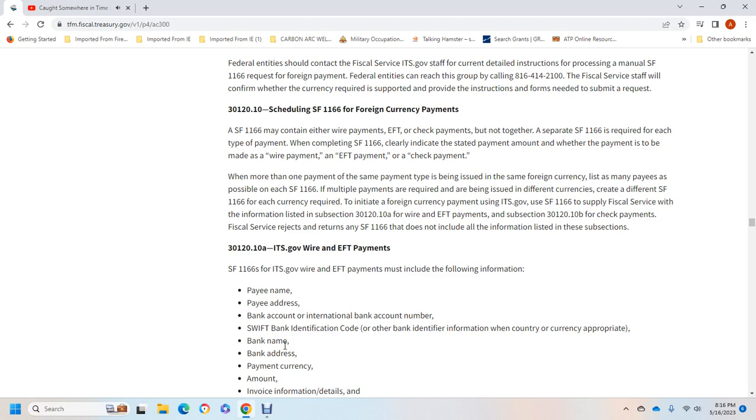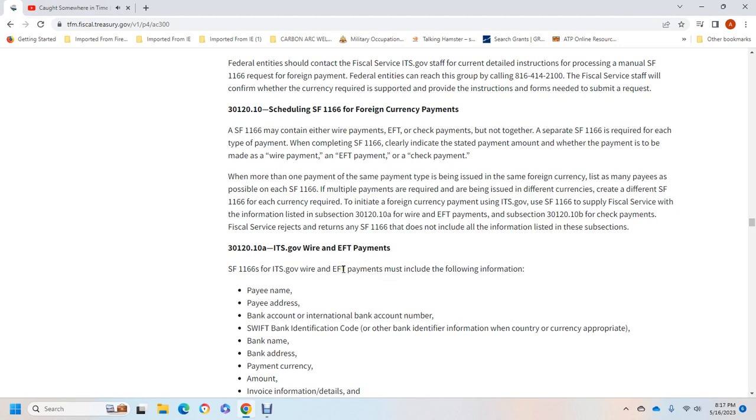Initiate the foreign currency payments with the International Treasury Services, Gov, by supplying the standard form 1166 with the information listed in subsection 312010A, wire electronic fund transfer payments, or subsection 312010B, check payments. The International Treasury Service may reject and return a standard form 1166 that does not include the information listed in subsection 312010A for the wire or electronic funds transfer payment, standard form 1166 for the International Treasury Service, Gov.